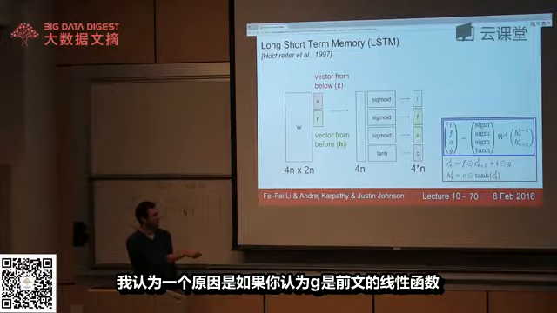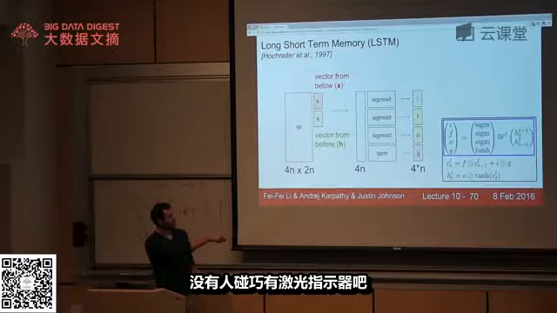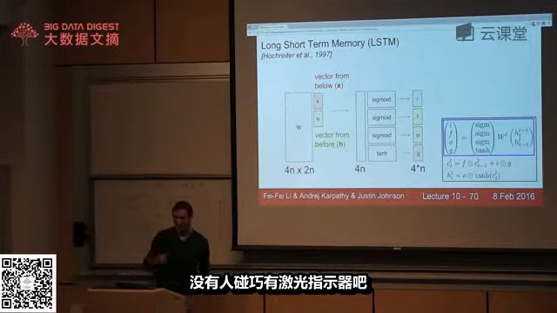I think one answer is that if you think about g, it's a linear function of your context.